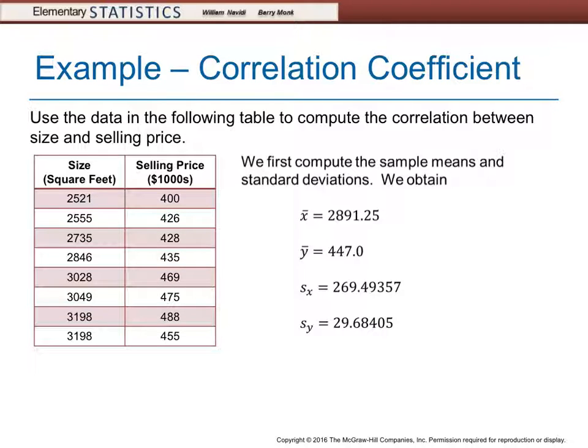So going back to our original example where x is the size of the house and y is the price of the house, we will compute the sample means and standard deviations. Here they are. Once we have those pieces of information, we're now going to compute by hand the correlation coefficient.